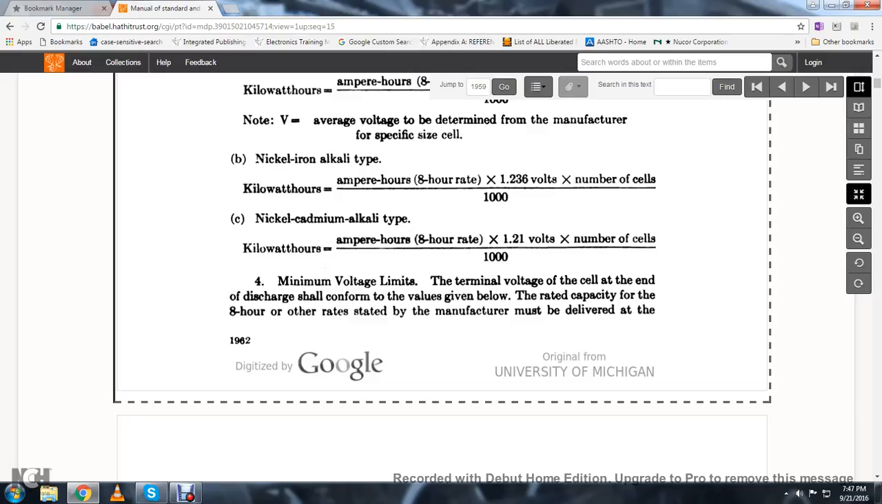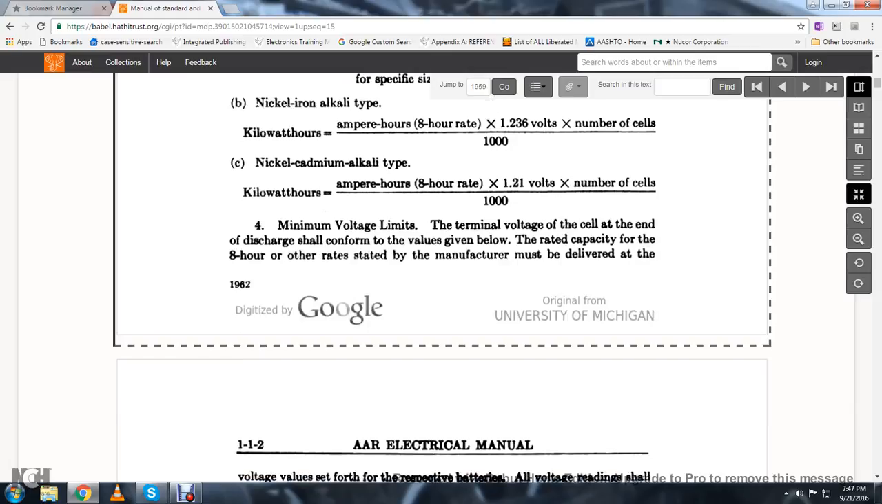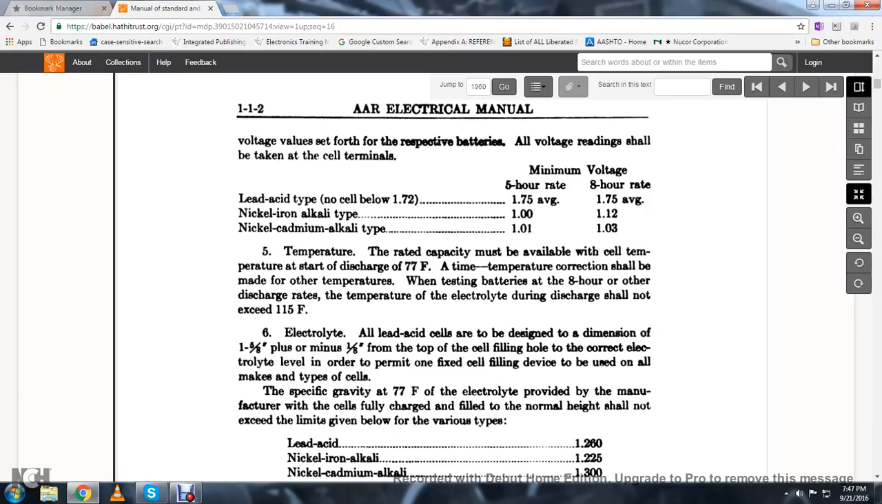the values given below. The rated capacity of 8 hours or other rates stated by the manufacturer must be delivered at the voltage value set forth for the respective batteries. All voltage readings should be taken at the cell terminals.